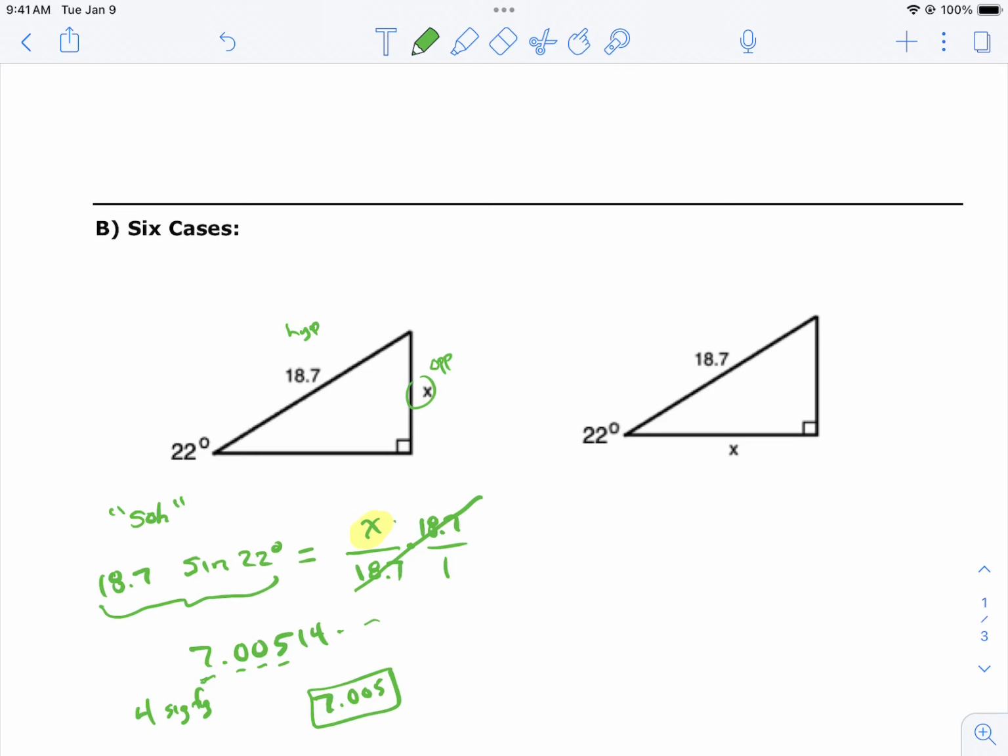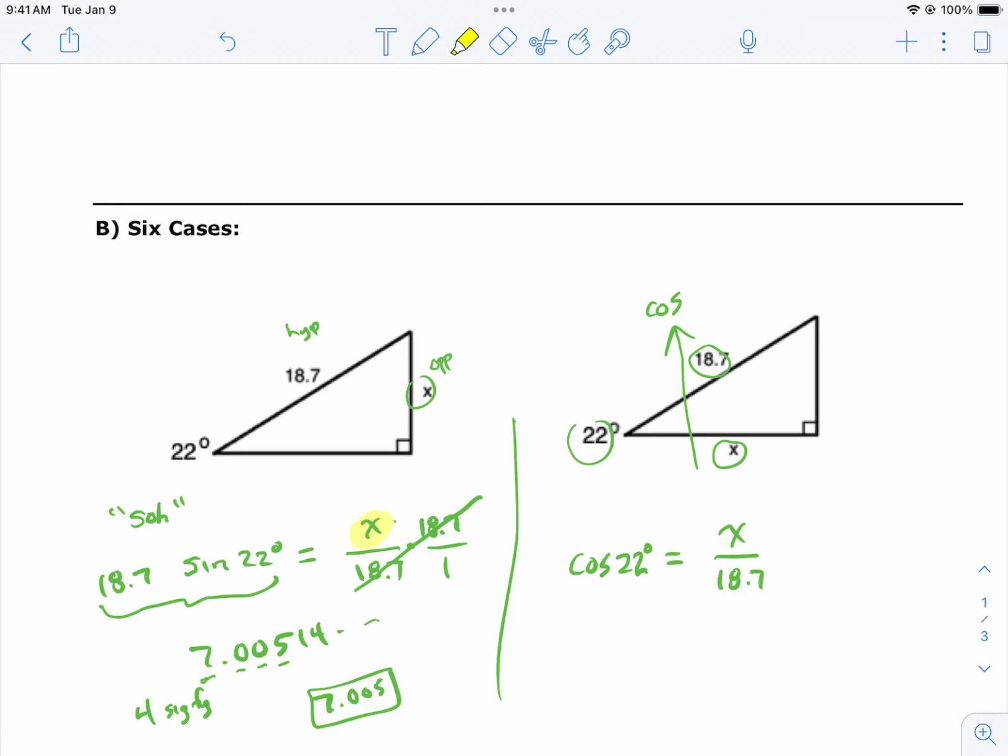All right, what's this one over here? Well, here's my angle again. This is not the opposite, that's the opposite. Here's the opposite here. This is the adjacent. Adjacent over hypotenuse, that's a cosine. Again, I don't have theta, I know theta. So it's cosine of 22 degrees, and you put the adjacent x on top of the hypotenuse 18.7.